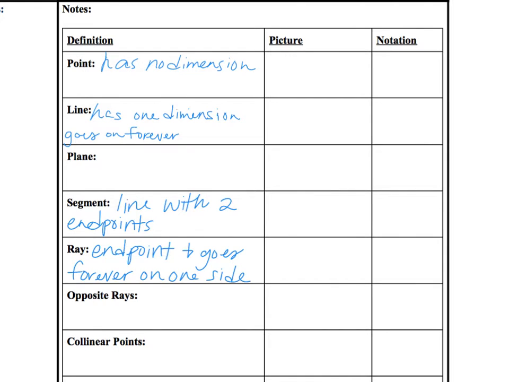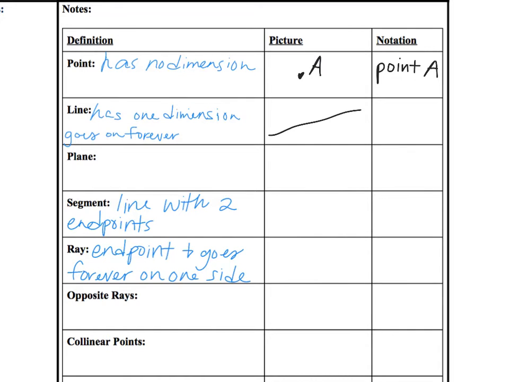Let's get some pictures. A point would literally just be a dot, and we'll label this A. That is point A. And so for notation, we call this point A. Pretty simple.